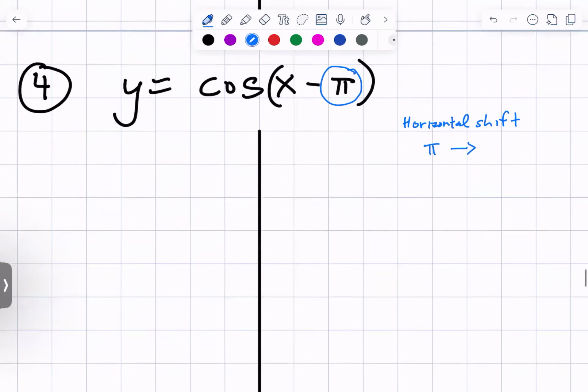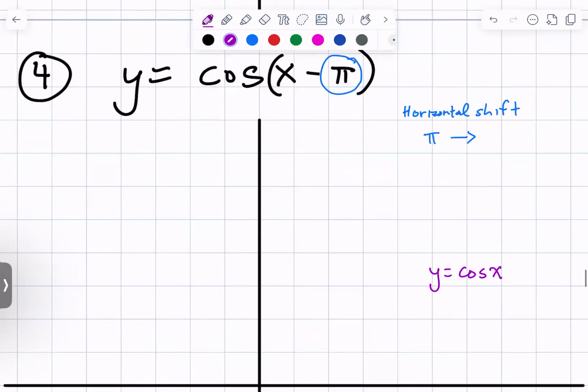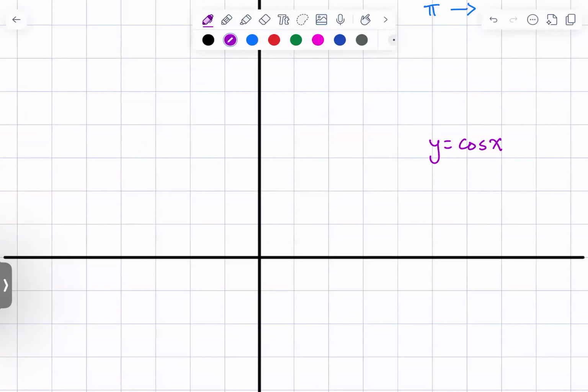Okay, so I'm going to graph cosine, the regular parent function, and I'm going to shift it over to my right pi units. All right, so graphing y equals cosine of x, I'm going to skip 4 units, label that 2 pi. Halfway between 0 and 2 pi is pi. Halfway between that is pi over 2. So every unit is pi over 2 units long.